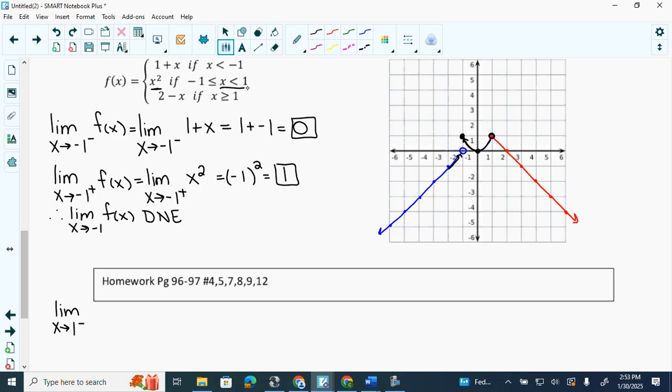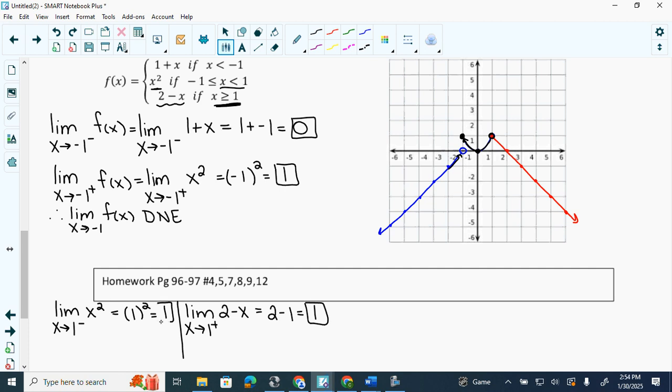Do we agree? So that's the equation I'm going to use, the one from the left. So I'm going to get x squared. And then I'm going to plug in the 1. So I get 1 squared, which is 1. Then I'm going to do the limit as x approaches 1 from the right. So now I need the equation where x is greater than 1, right? This is the one where it's greater. So that's from the right. I'm going to use this one, 2 minus x. And so I'm going to get 2 minus 1, which equals 1.